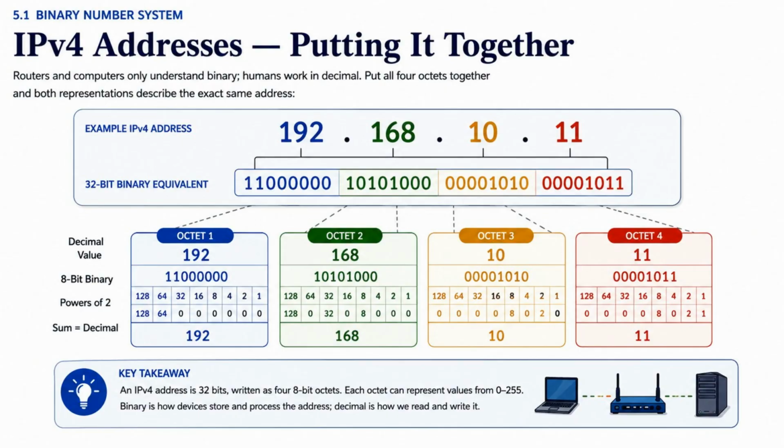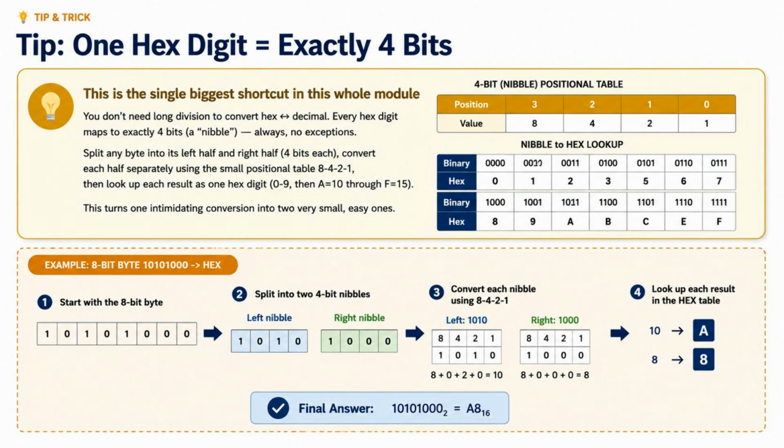only ever see the binary version. The decimal version exists purely for human convenience. Biggest shortcut in the whole module.